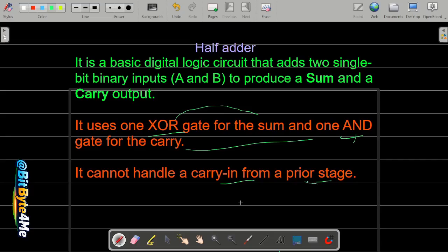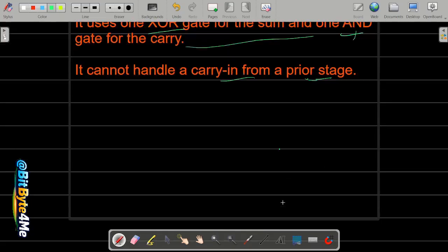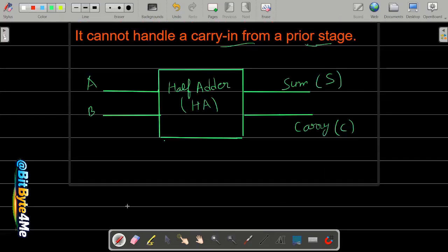If a carry is coming from previous stage, अगर कोई कैरी भी साथ में आ रहा है बिट्स ए एंड बी के साथ, तो वो ये हैंडल नहीं कर सकता. इट्स प्रॉब्लम ऑफ दिस हाफ एडर. नाउ लेट्स सी how it works and what is the diagram for.